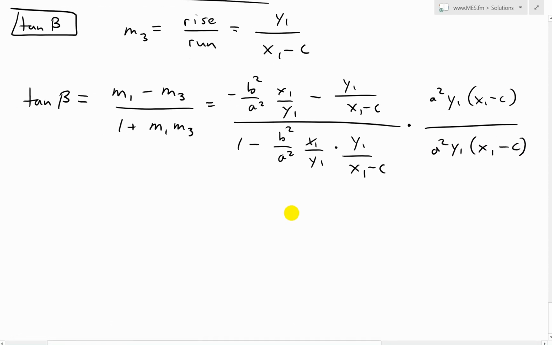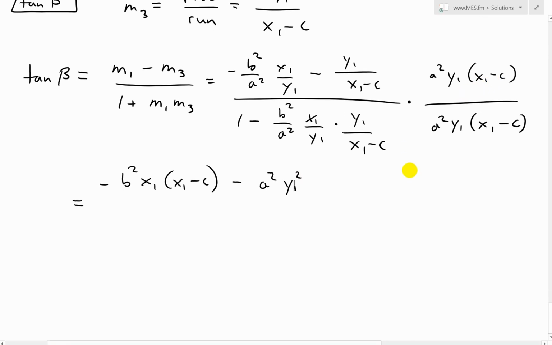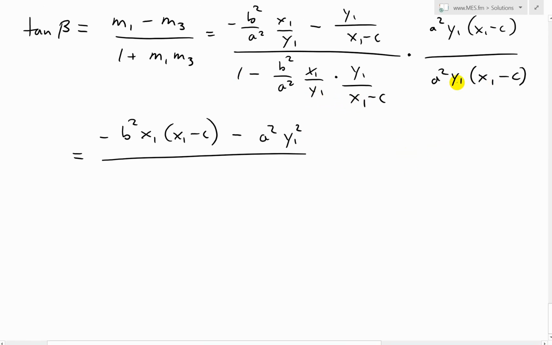So when we do that, what we end up getting is a negative b squared x1, and then a squared y1 cancels, we're just left with x1 minus c, like that. And then we subtract here the y1, now this is going to be a squared y1 times y1, that becomes y1 squared. Now the x1 minus c is gone, because it canceled with that part there, so we're left with that. And then we multiply this one inside there, the whole bottom part cancels, the 1 times that is just that value, a squared y1 times x1 minus c, and then minus b squared x1 y1.